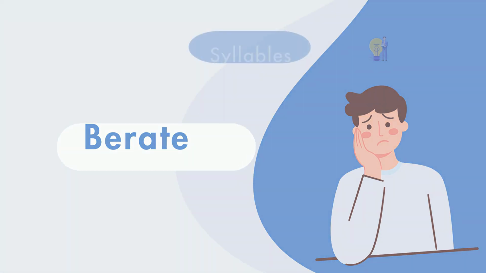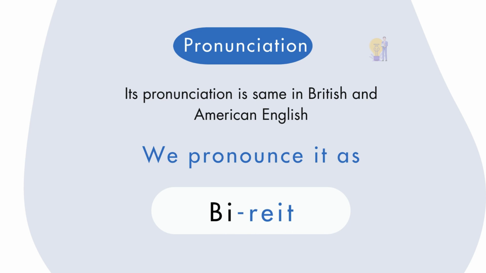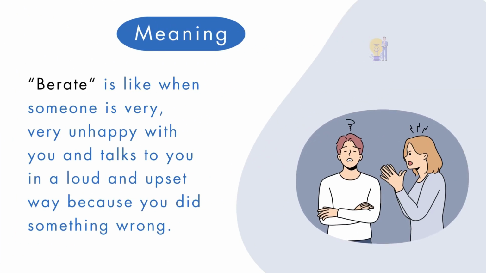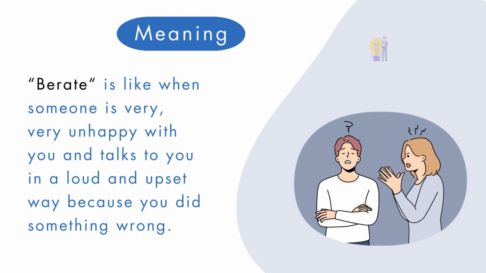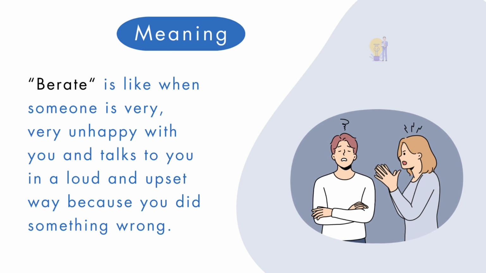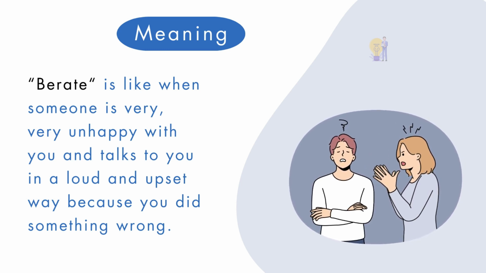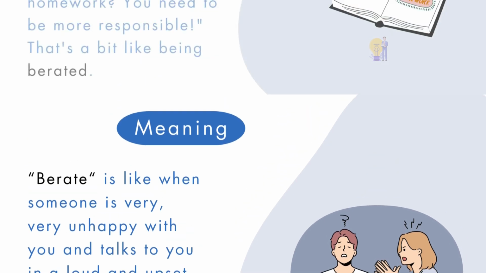Berate. Berate has 2 syllables, and we pronounce it as berate. Now let's understand its meaning. Berate is like when someone is very unhappy with you and talks to you in a loud and upset way because you did something wrong.